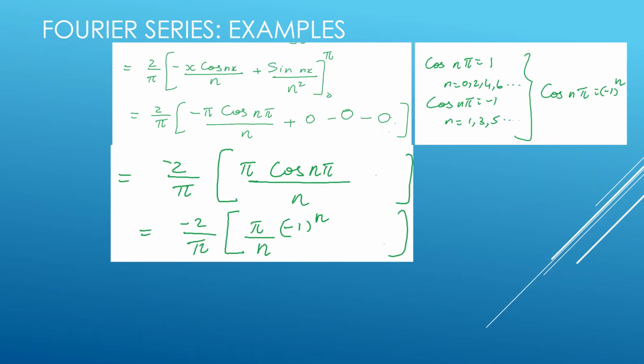what is cos n pi? Let us take cos n pi alone. Cos n pi is equal to 1 when n equal to 0, 2, 4, 6. Cos n pi is equal to minus 1 when n equal to 1, 3, 5, etc. Or in general, we can say cos n pi equal to minus 1 raised to n. So minus 2 by pi into pi by n into minus 1 raised to n. This is the bn term.